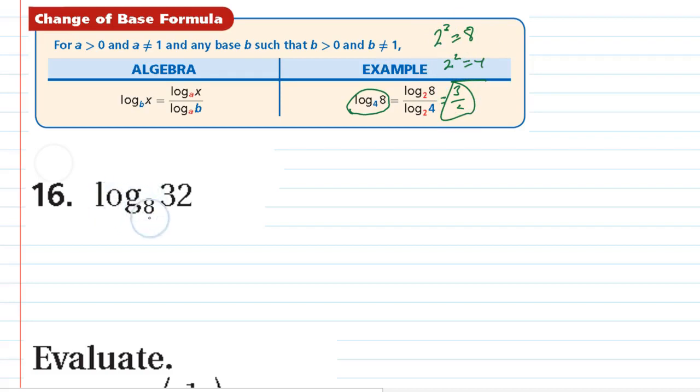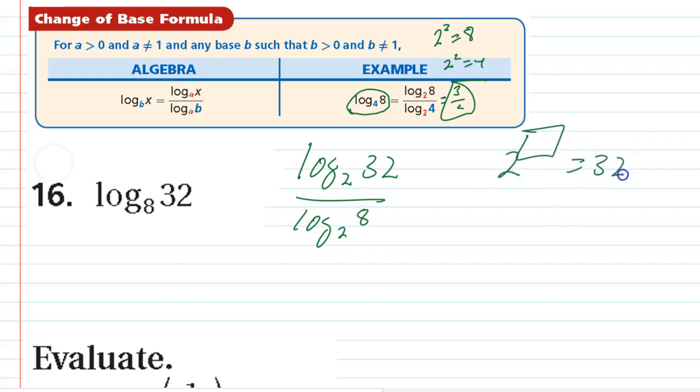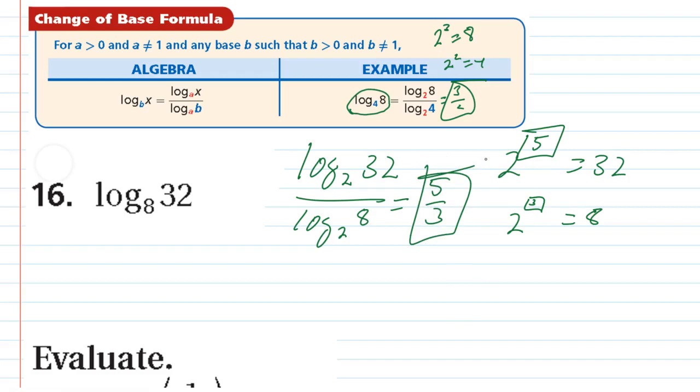So if I have log base 8 of 32, there are 2 ways of doing it. I can do the same thing: log base 2 of 32 divided by log base 2 of 8. Because I know that 2 to what power is 32? Well, 2 to the 5th power is 32. And 2 to what power is 8? I know that 2 cubed is 8. So that would give me 5/3. So something that I couldn't have done because the answer was a fraction, I can do very easily in my head by just changing the base.